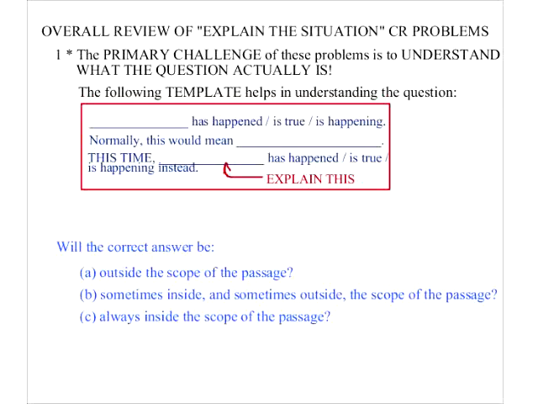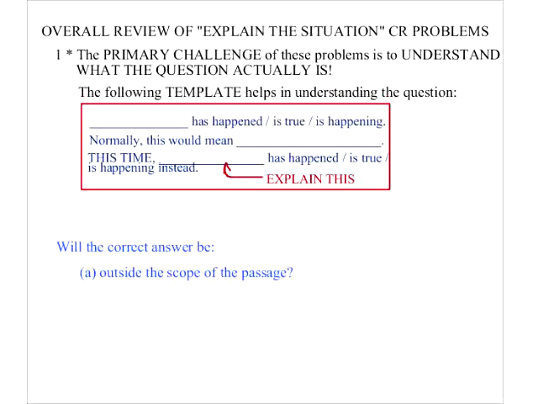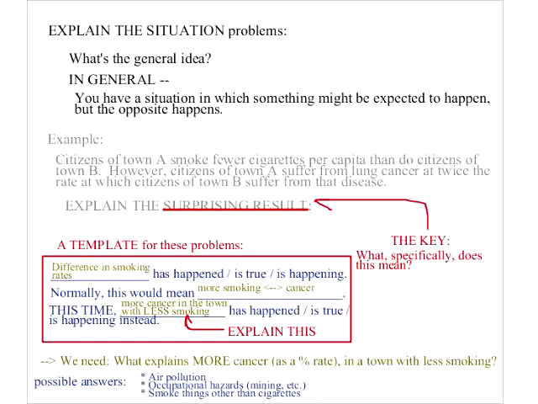The short answer is it's A. All right, let's talk about why real quick. Here's our example. The whole point here is that the result is surprising. What does surprising mean? Well, if you think about it, the only reasonable meaning of surprising is that it's not explained in the passage. The result isn't explained within the passage. That's what it means that it's surprising.